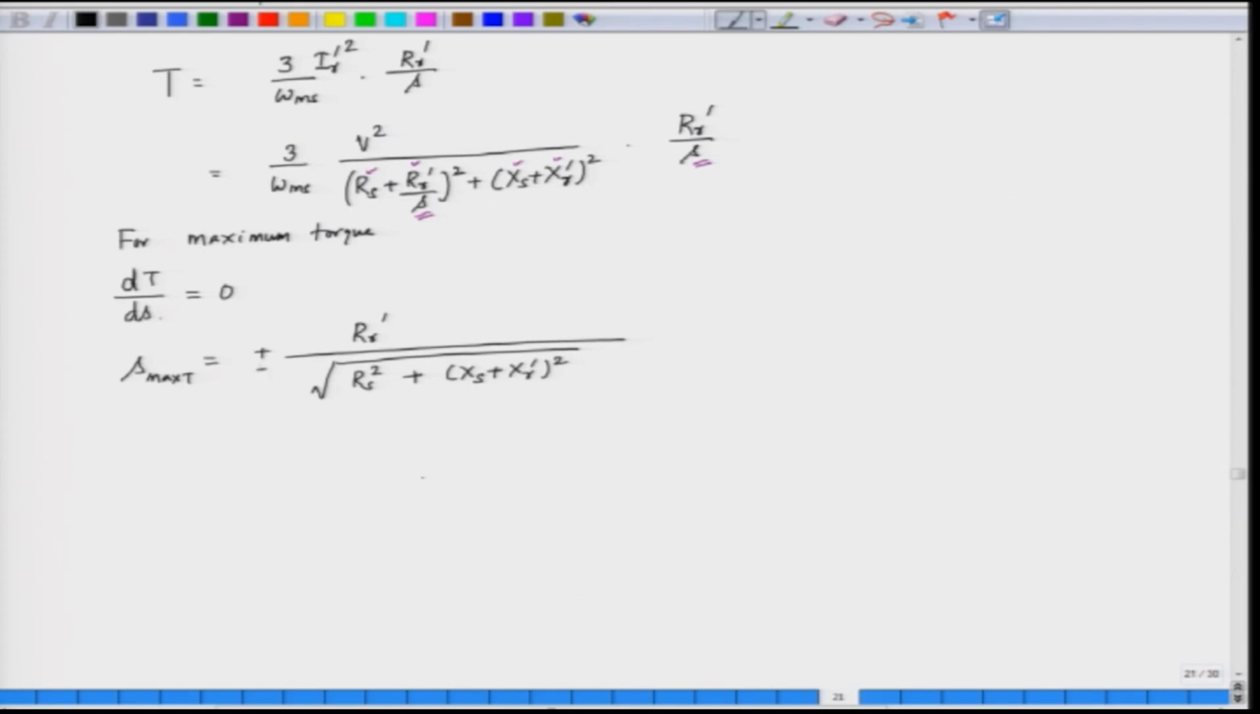So, what we get here is that the maximum slip is given by plus minus R_r' divided by under root R_s square plus (X_s plus X_r') whole square. It means there is a positive slip, there is also a negative slip. So, there is a possibility that an induction motor can operate for a positive value of slip, it can operate also for a negative value of slip.